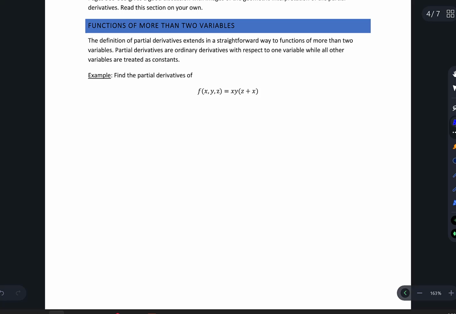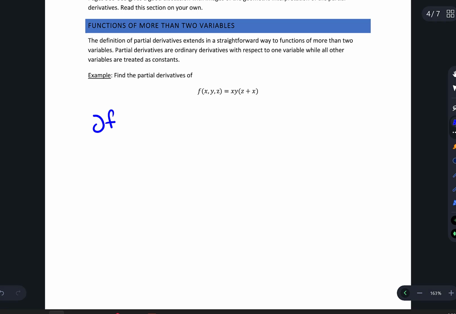So moving to the function with more than two variables, if we want to take the partial derivatives here, again, this is going to be pretty straightforward. We're pretty much just going to do the exact same thing we did. Notice here we have a function of x, y, and z, so this means that there are three partial derivatives that we can find in this case. We can find the partial derivative with respect to x, the partial derivative with respect to y, and the partial derivative with respect to z.